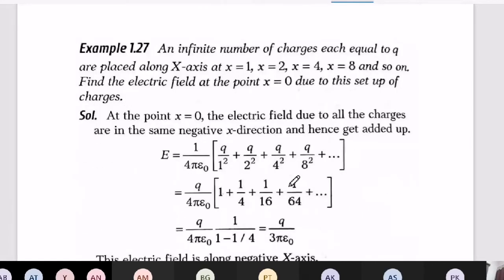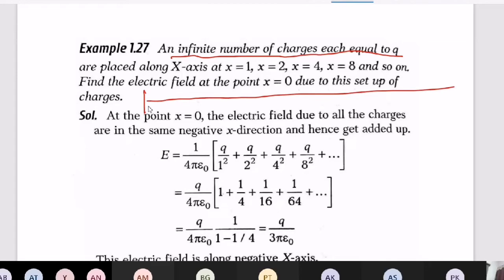But sometimes they will give a question in this manner also, like the example I have given here. An infinite number of charges, each of charge q. How many charges are there? An infinite number. They are placed along the x-axis, so this is the y-axis, this is the x-axis, this is the origin. Now one charge is at x equal to 1, one charge is at x equal to 2, then 4, then 8, and so on. So the distances are 1, 2, 4, 8, and so on.